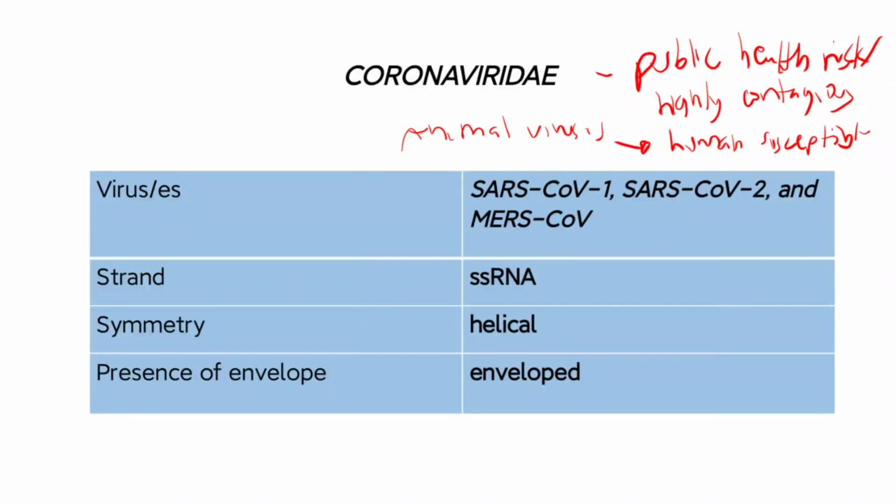Ganda na sulat ko. So, for the viruses under the Coronaviridae, we have the SARS-CoV-1, better known as your SARS, SARS-CoV-2, or yan na yung COVID-19, and lastly, we have the MERS-CoV. The genome is single-stranded RNA, symmetry helical. Helical po ito, so ito yung pinakaunang helical natin for the day. Madalas kasi icosahedral nakikita natin. So, ito, helical. And they are enveloped.